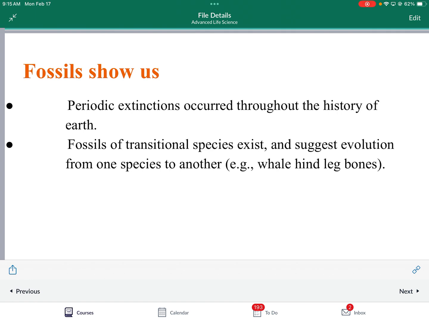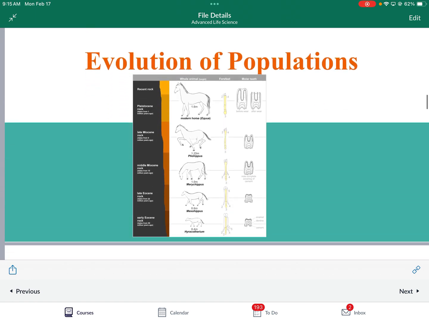Does that make sense? Are y'all cool? Kind of weird. We're going to be seeing lots of different pictures to support this. This is just a really fast overview.